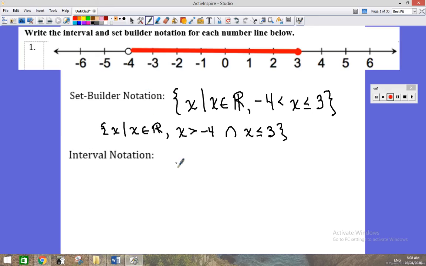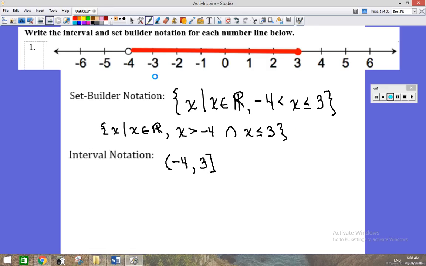In interval notation, we write smaller numbers first and larger numbers second. When it's hollow, we exclude it and we use an open parenthesis. And when it's a solid dot here, it's included and we use a bracket.